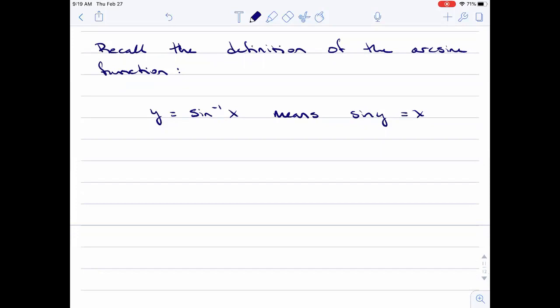But earlier in the course, we said that for the inverse sine function, we actually have to decrease its domain by quite a bit, and say that y is restricted to be between negative pi over 2 and pi over 2.